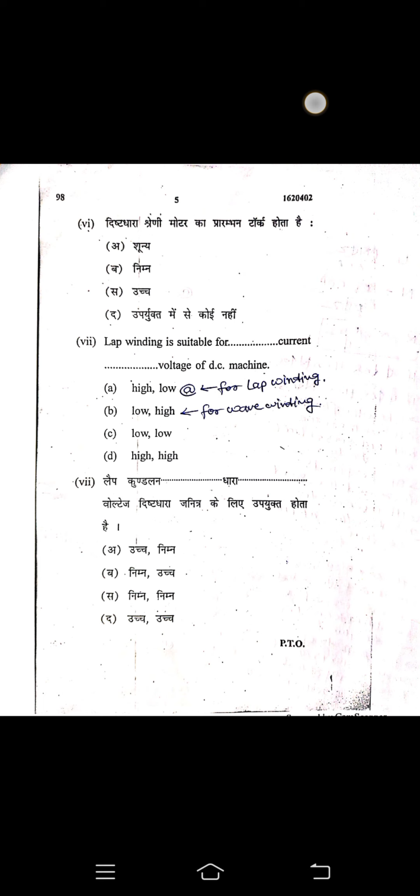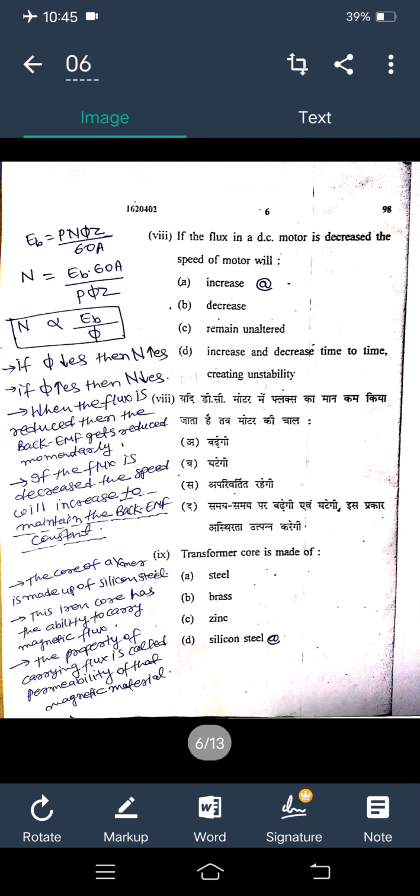Question number 8. If the flux in a DC motor decreases, the speed of the motor will be. Here the right answer for question 8 is option A, increases, because speed is directly proportional to the back EMF induced in the motor and inversely proportional to the flux produced in the motor. So if the flux of a DC motor decreases, the speed will increase, because flux and speed are inversely proportional to each other. The right answer is option number A, increases.